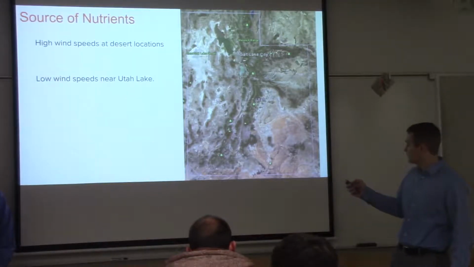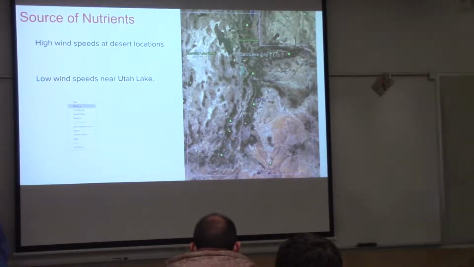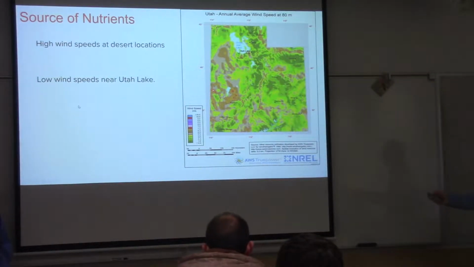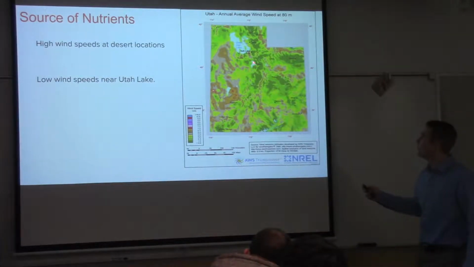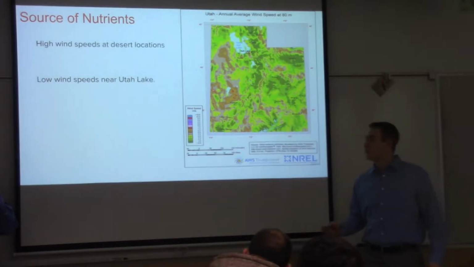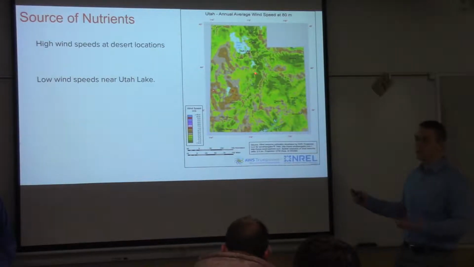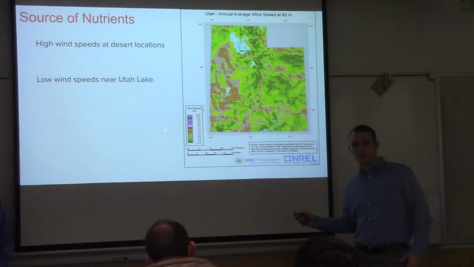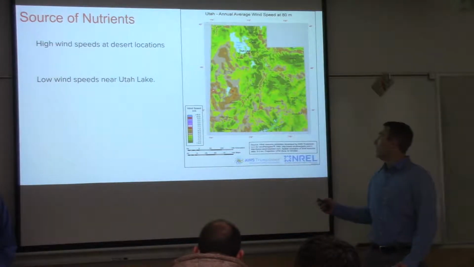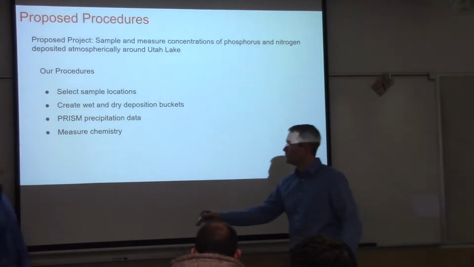Now, if we go back to this slide, if we look at Utah Lake here next to Provo, there are low wind speeds of about 4 meters per second or less. That would imply that as high wind speeds travel through this area, they pick up high levels of dust, and then as they come towards the Wasatch Front, the wind speeds drop, which would cause high levels of deposition of that dust on and around Utah Lake.